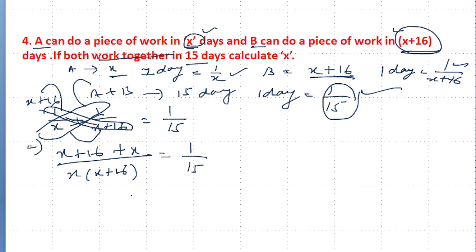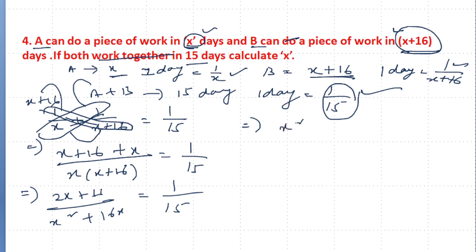Okay. So now at the op what came? At the op it came (2x + 16)/(x² + 16x) = x/15... Okay. Now cross multiply it. You will get easily. Both the cross multiply. You will get x² + 16x = 30x + 240. Okay, now make one side, that is x² + 16x - 30x - 240 = 0.